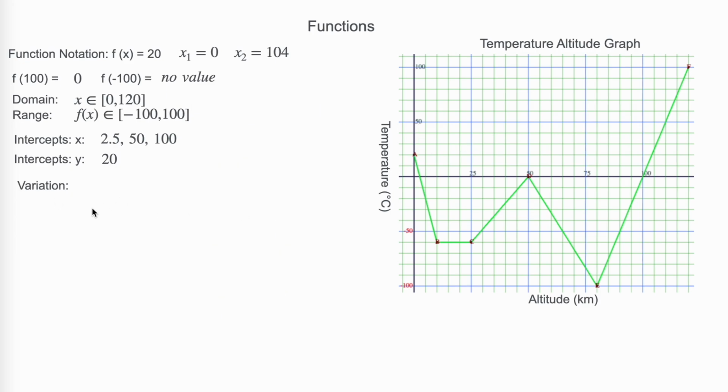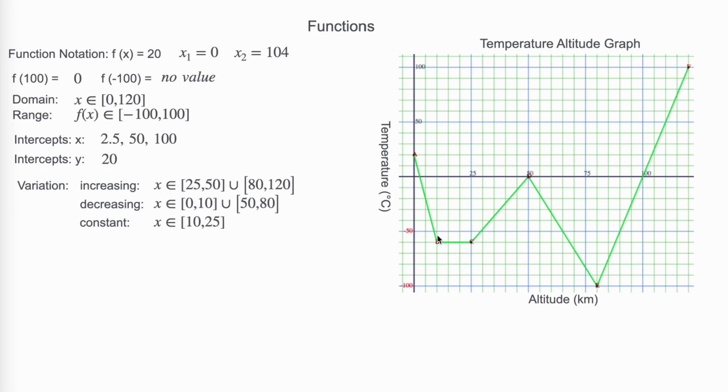All right, variation. When is it increasing? It's increasing here and here. When x is a member of 25 to 50, union 80 to 120. It's decreasing here and here. When x is a member of 0 to 10, union 50 to 80. When is it constant? It's constant right here. It's constant between 10 and 25.